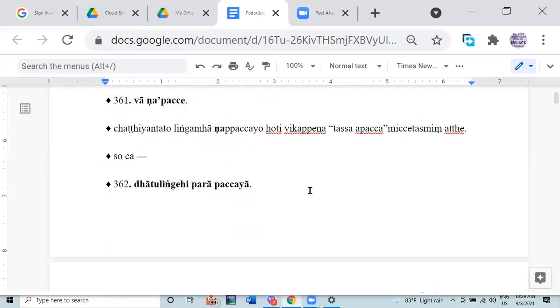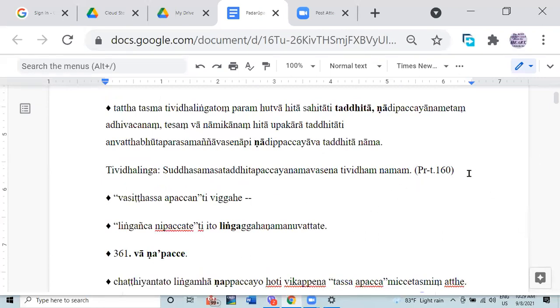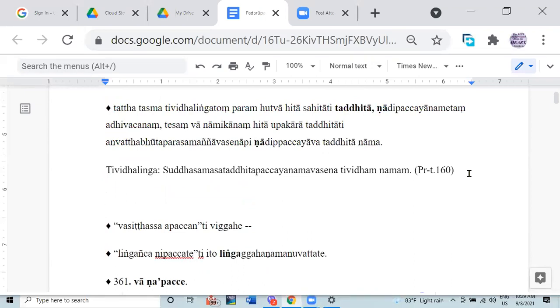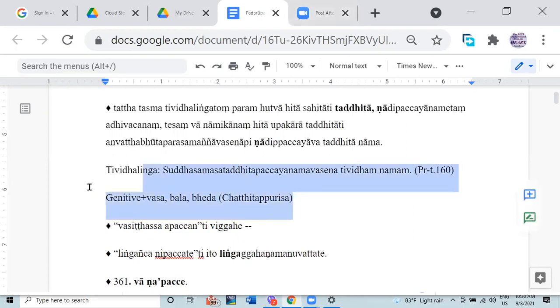So, I think, tapurisa. That's right. Genitive plus vasa, and then pala and beda. So this is chatti tapurisa, mostly. You all see, right? Yes, Sayadaw. So if the words vasa, bala, beda come at the end of a compound, mostly chatti tapurisa. Clear, right?